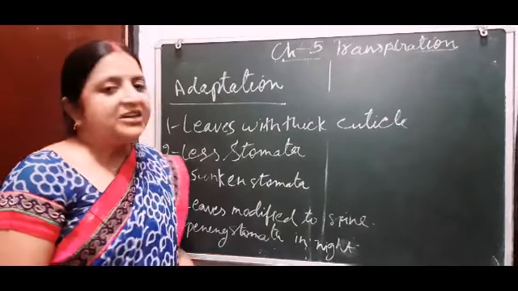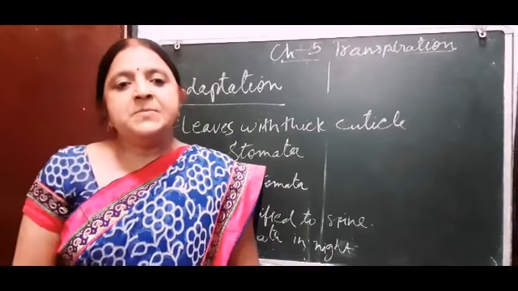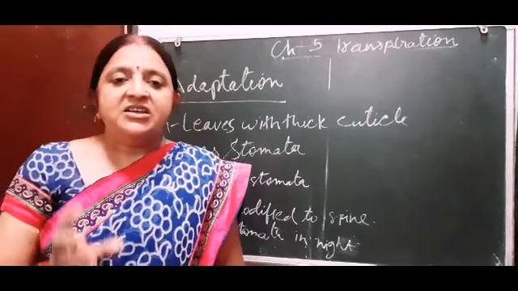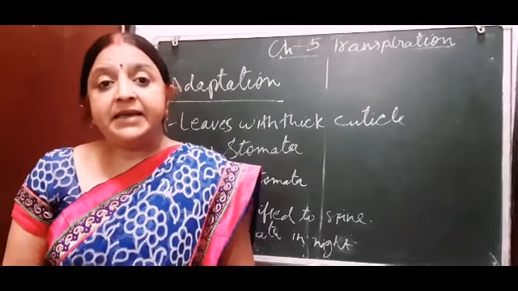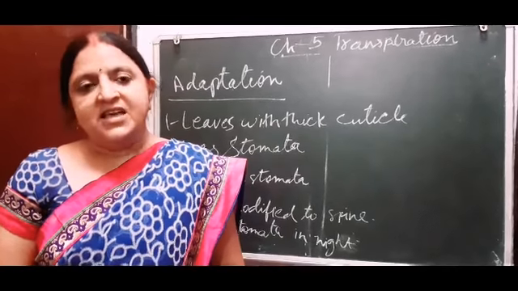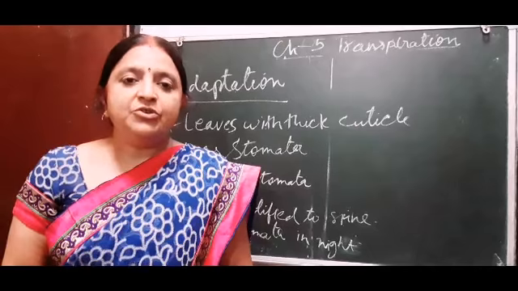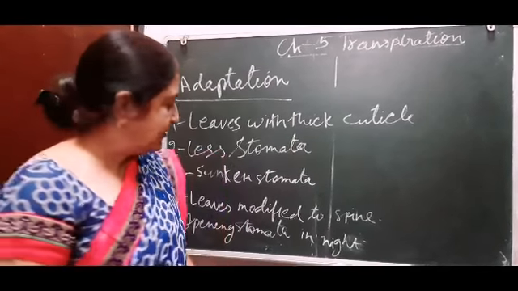Now next is sunken stomata. In the leaves of some plants, the stomata are covered by hairs, leaf hairs, and the covering of these leaf hairs reduces the rate of transpiration.